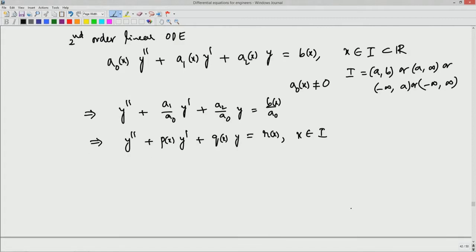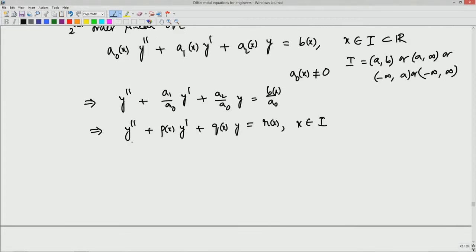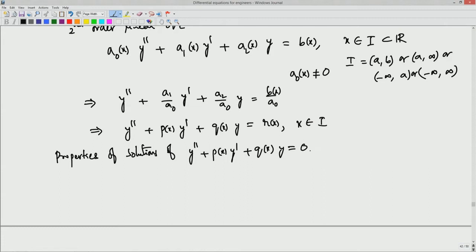So, what are the properties we have? We will find some properties of the solutions of a second order linear ODE, which is homogeneous when R equals 0. That is, the equation y double dash plus p x y dash plus q x y equal to 0. So, I consider only the homogeneous equation, that means the right hand side R x is 0. Such an equation, so we look at its solutions.